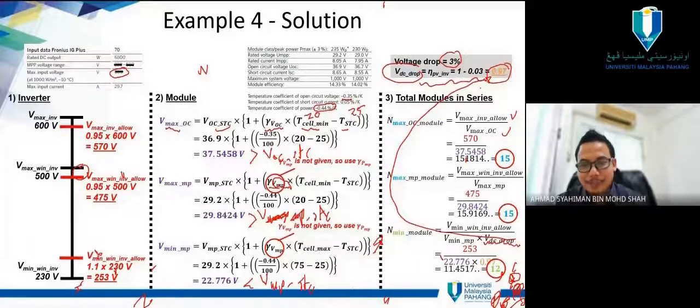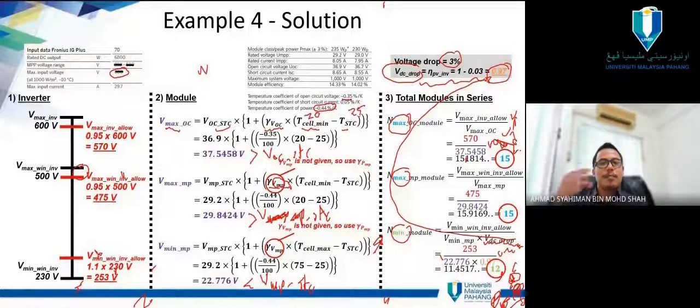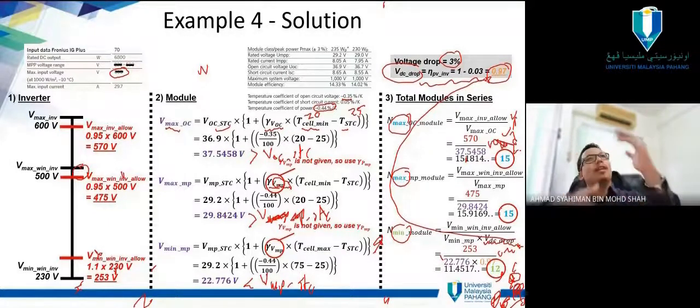Okay. Tengok max, round down. Minimum, round up. Okay, itu dia. Itulah, sama macam sebelum ni kita kira maximum number of modules that can be installed in the rooftop. Maximum number, kalau kita letak lebih, dia akan terkeluar. That's why kita round down.